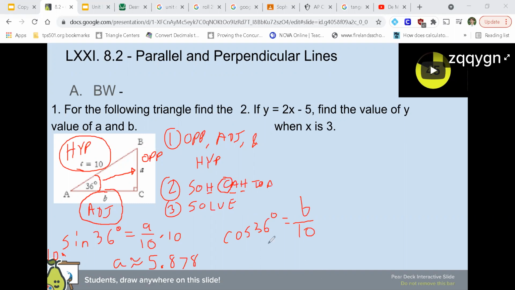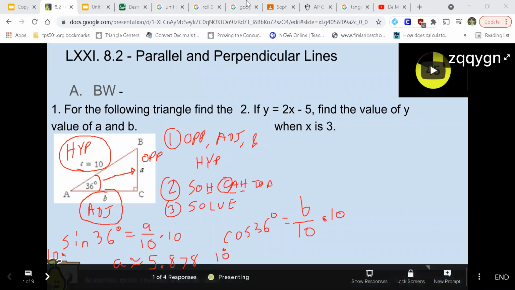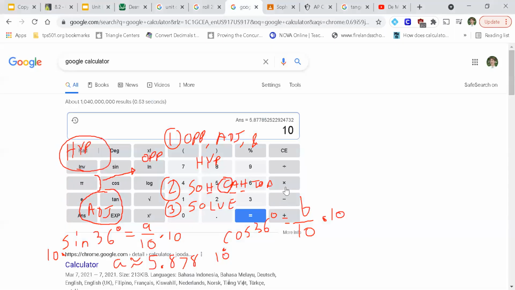And again, I'd solve it the same way. To get B by itself, I need to get rid of the divide by 10, so I'll multiply by 10. Calculator. 10 times cosine 36 degrees is 8.090.